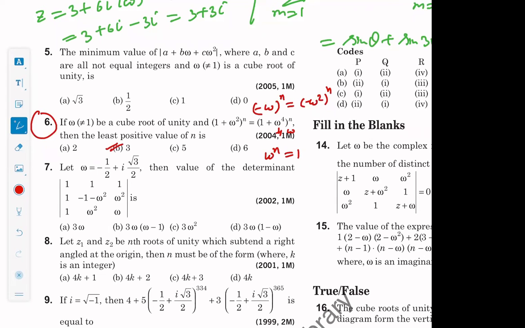Understood? Omega to the power 4 is omega. So basically the RHS is 1 plus omega to the power n, and 1 plus omega is minus omega square, to the power n. So the simplified equation is minus omega to the power n equal to minus omega square to the power n. So minus 1 will cancel out, omega will cancel out. In simplified form I will get omega to the power n equal to 1. So we can easily get that the least positive value of n must be 3.